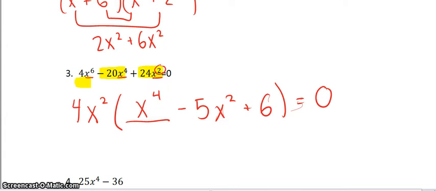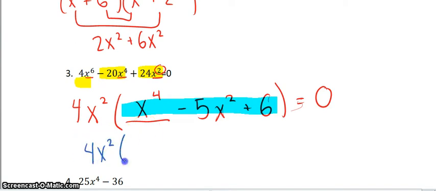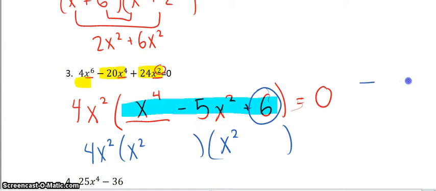Once you've pulled out that GCF, you need to go ahead and factor what's left over. So again, I'm going to guess and check. We're going to ask ourselves, with our 4x squared staying on the outside first, of course, what's going to multiply to x to the 4th? That should be x squared times x squared. Okay, then we're looking for what multiplies to positive 6 and adds to negative 5.